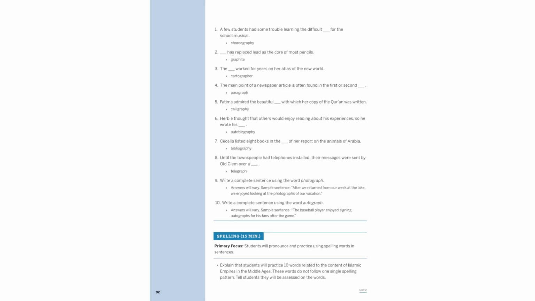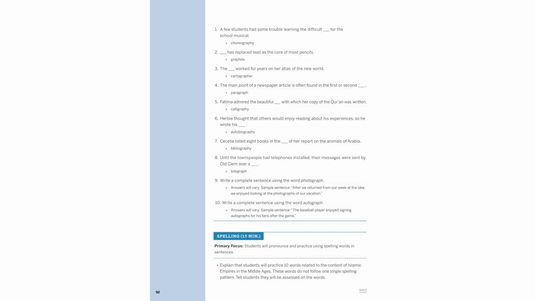Choreography challenges some students in school musicals. Graphite now fills pencils instead of lead. A cartographer dedicates years to atlas creation. Newspaper articles often highlight main points in initial paragraphs.